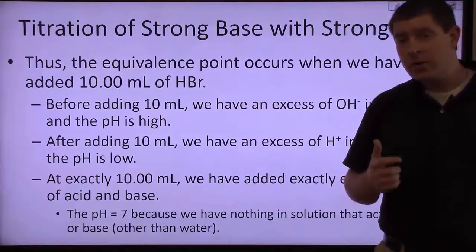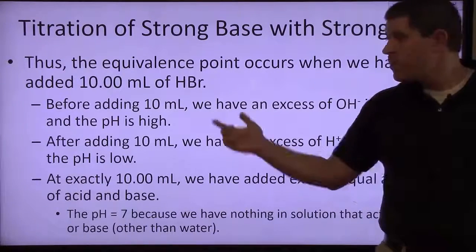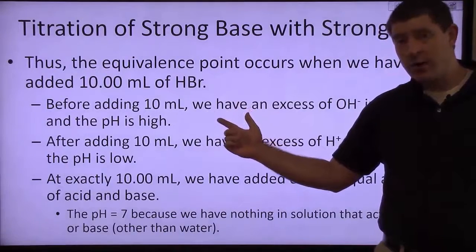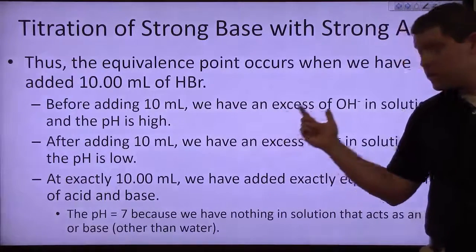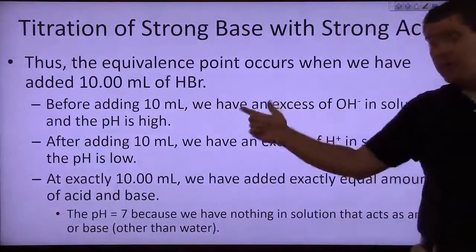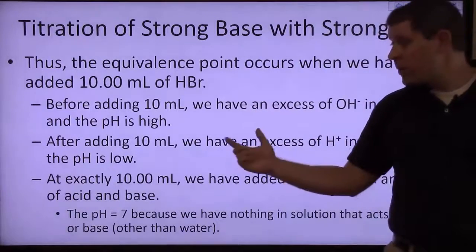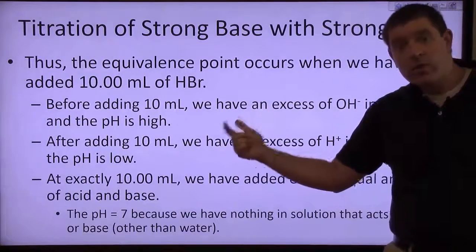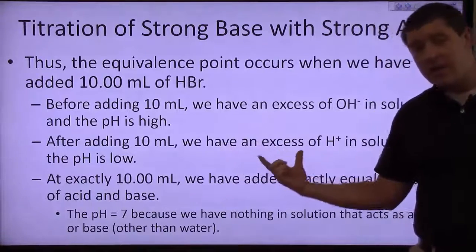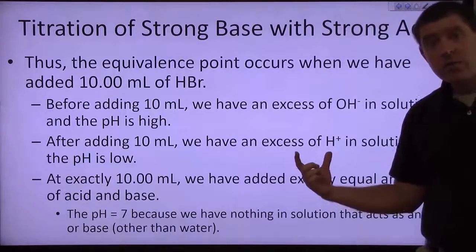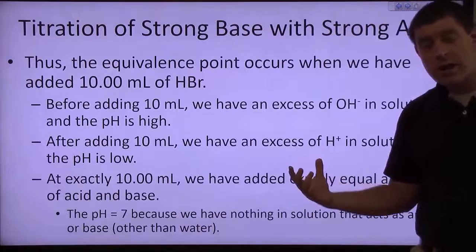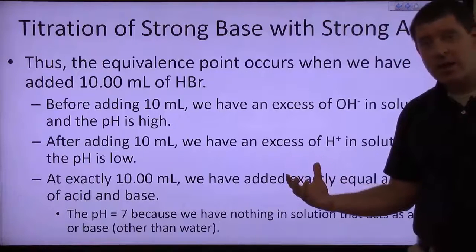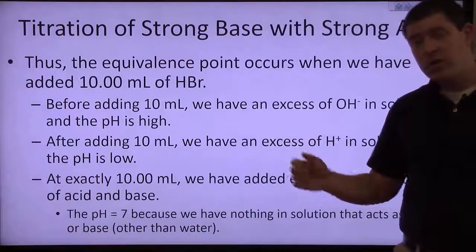Now we can split up our subsequent calculations into a few different regimes. Before we add our 10 milliliters of hydrobromic acid, we have an excess of hydroxide in solution, and that means that the pH is high. After we've added 10 milliliters, and we've continued to add a little bit, then we have an excess of hydrogen ions around, because now we've reacted away all of our hydroxide ions, and we have some excess hydrogen ions present, and that means that the pH is going to be low.